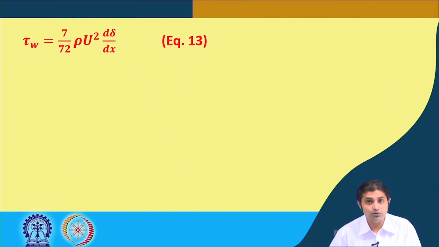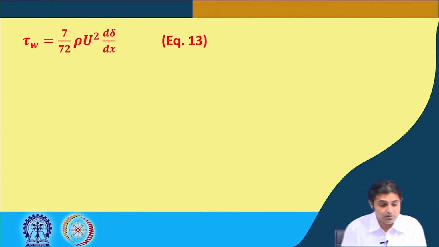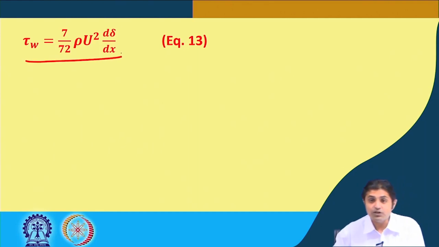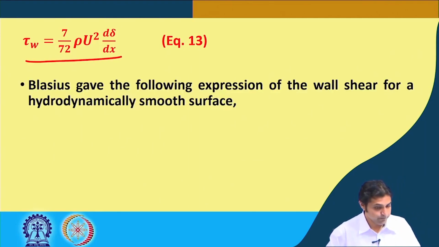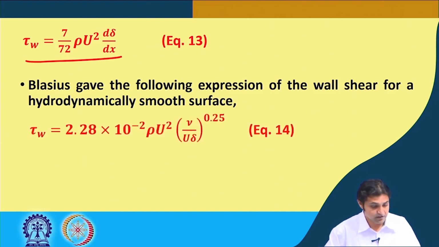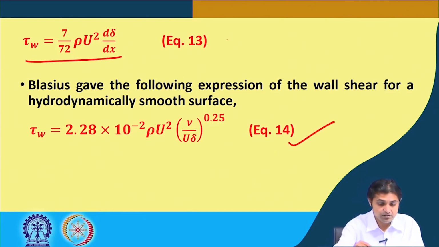Okay, if you follow the same procedure, this equation is more important. Now Blasius gave the following expression for wall shear for a hydrodynamically smooth surface. He said that tau w is equal to 2.28 into 10 to the power minus 2 rho U square into nu by U delta raised to the power 0.25. This is another equation.